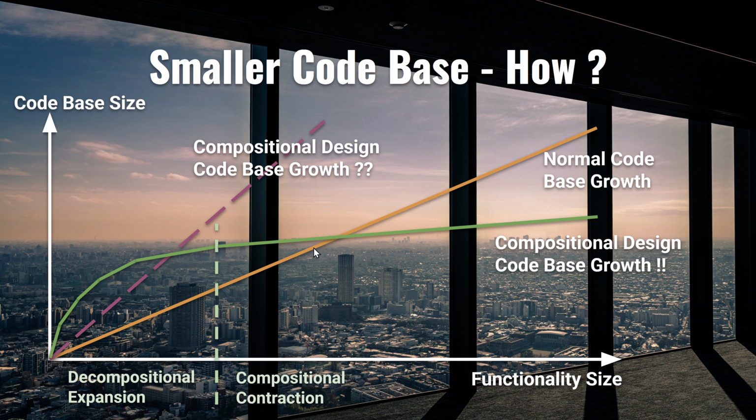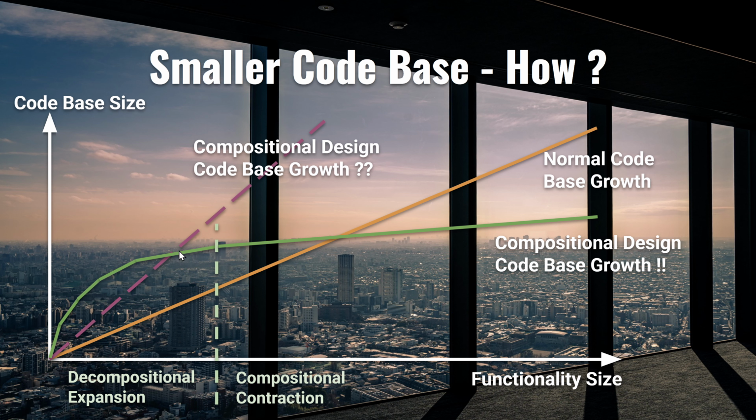You can see here the two phases of the development of the code base, what I call the decompositional expansion and the compositional contraction. During the decompositional expansion, you will see a larger code base than if you had not focused so much on reusability. So at first, it seems like you are focusing a lot on reusability, but instead of having less code, you get more code, and this might feel a little bit weird.